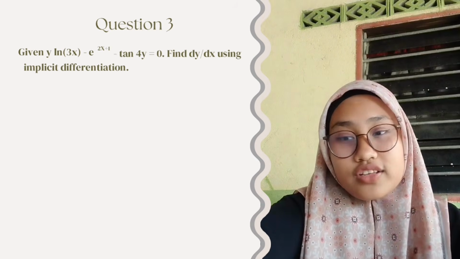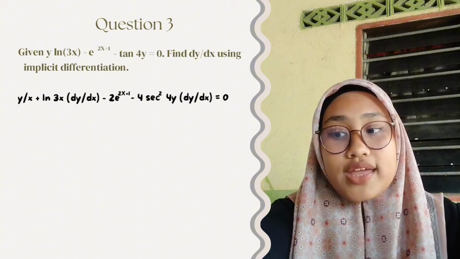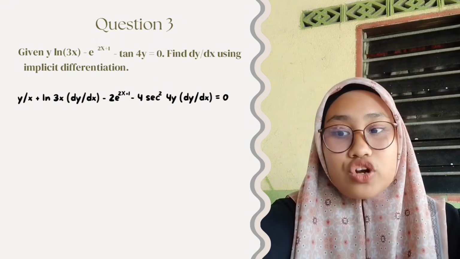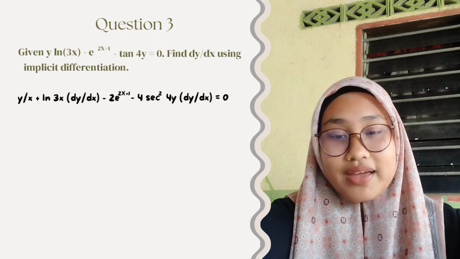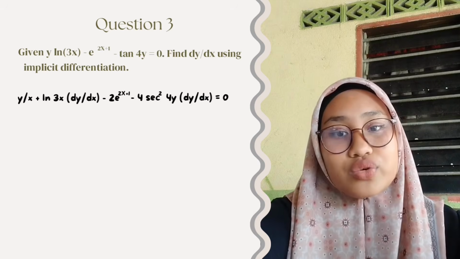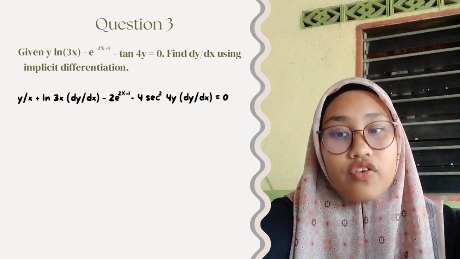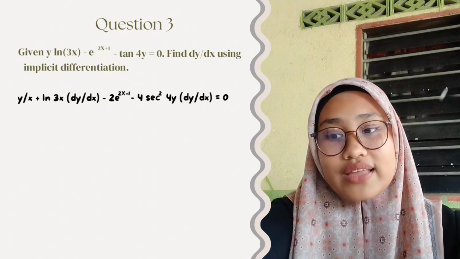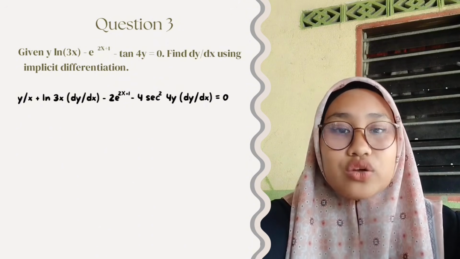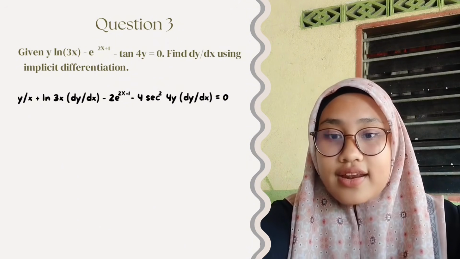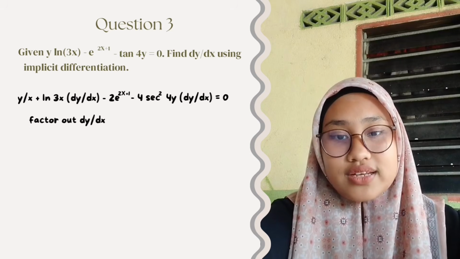Now, combine all the derivatives. So, we get y over x plus ln 3x times dy/dx minus 2e to the power of 2x plus 1 minus 4 secant squared 4y times dy/dx equals 0. Then, factor out dy/dx.